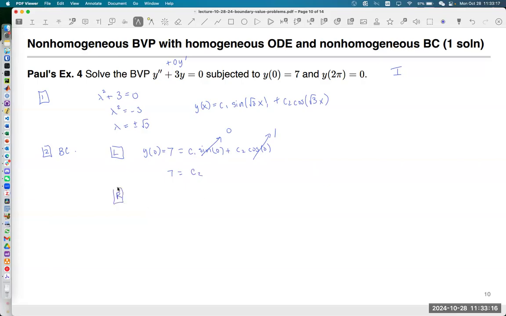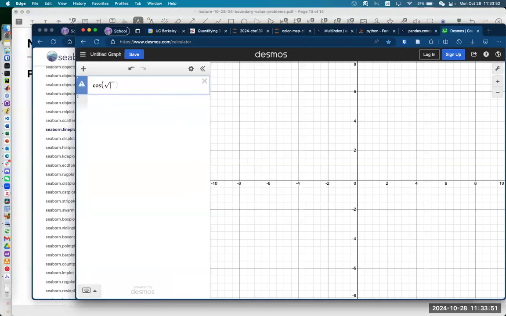For the right boundary condition, we have y of 2 pi is equal to 0. So C1 sine of square root of 3, 2 pi, plus C2 cosine square root of 3, 2 pi. Okay, I actually don't know what square root of 3, 2 pi is. Interesting. If we don't know this, let's look at Desmos. Cosine square root of 3, 2 pi. Okay, so this is some number. So let's just leave it there.